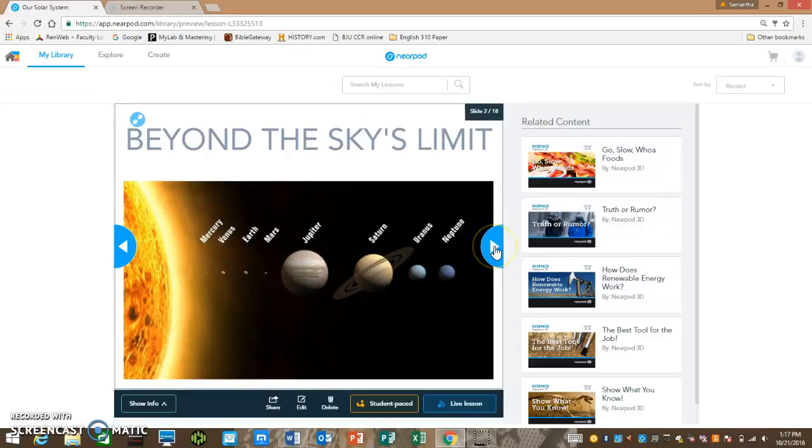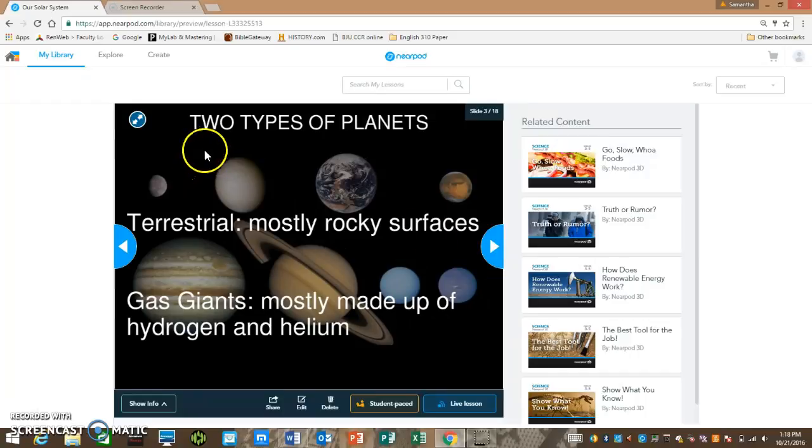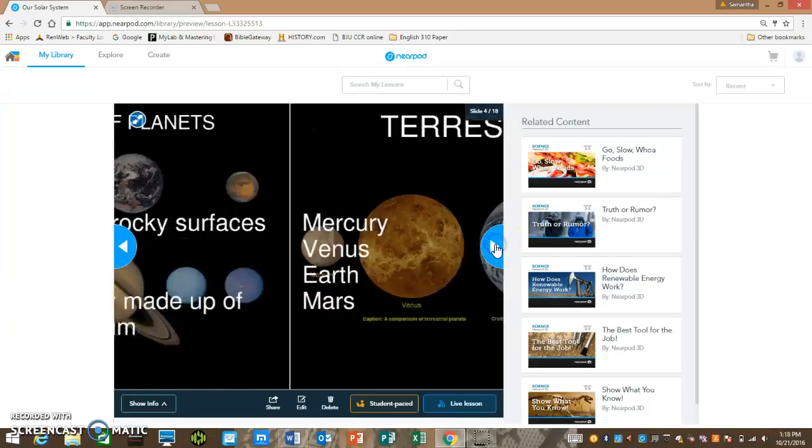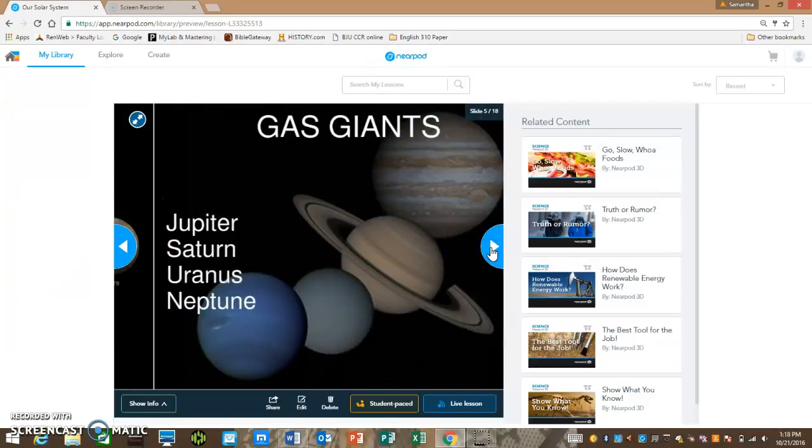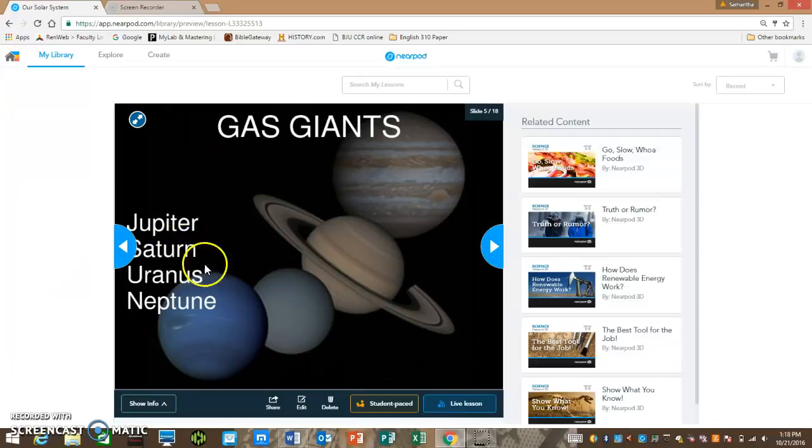And then this slide, the lesson is called Beyond the Sky's Limit, and there's a picture to show all the planets in order, and I would briefly go through those. And then I would go over the 2 types of planets, terrestrial and gas giants. And then the next slide shows which planets are terrestrial. And the next slide shows which are gas giants.